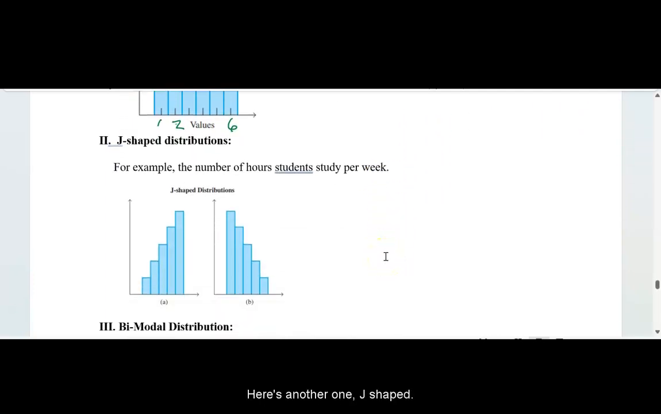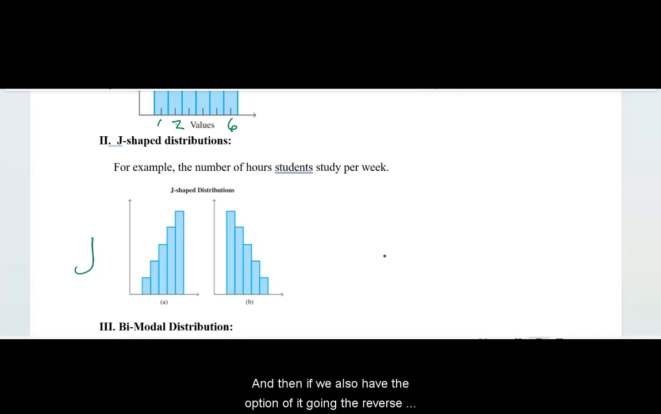Here's another one, J-shaped. Now, if you're looking at this, you might think J, but you can see the shape, right? You're starting down here and then making the curve, because if you think about a J, at least that's how I look at a J. You see how we get that shape. You've got one going this way, and we also have the option of it going the reverse side. It's still taking on this J shape, just reversed. For example, the number of hours that students might study per week could take on a J distribution. And we could also see it going in the reversal.